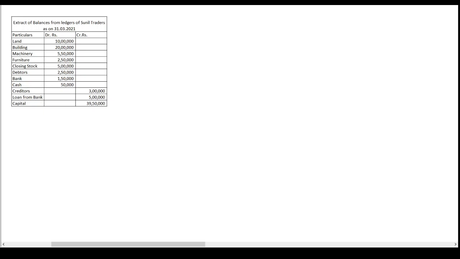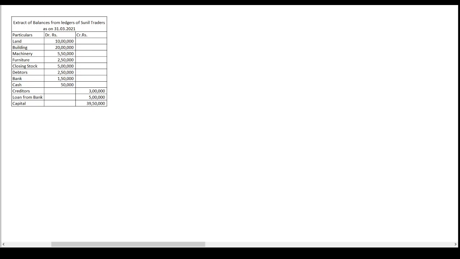Using these, we have to prepare the balance sheet of Sunil Traders. Land 10 lakhs. That means land is showing a debit balance of 10 lakh. Building is showing a debit balance of 20 lakh. Machinery, furniture, stock, closing stock, debtors, bank, cash. Creditors is showing some balance. Loan from bank, capital account.